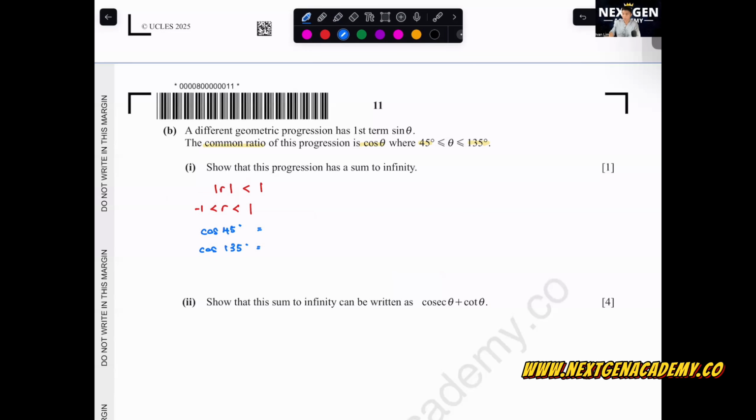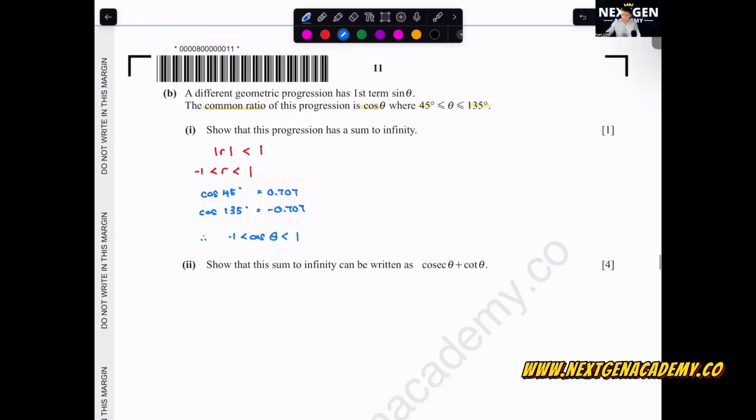Type it in the calculator and you get 0.707 and -0.707. So cos 135 to cos 45 is in between -1 and 1. So you can write like that. Therefore, cos theta is in between -1 and 1. You just need to show the calculation. It's just a 1 mark question.